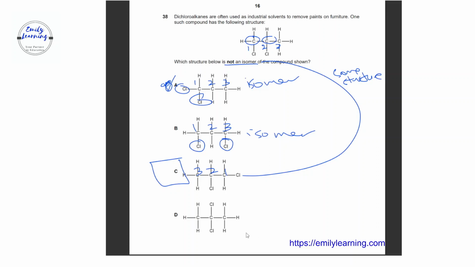Okay. If you look at D, so I can name this 1, 2, and 3. 2 Cls are bonded to carbon number 2, which is different from here where the Cl is bonded to the first and second carbon. So because they are different, they are isomers. So the answer for 38 is C.